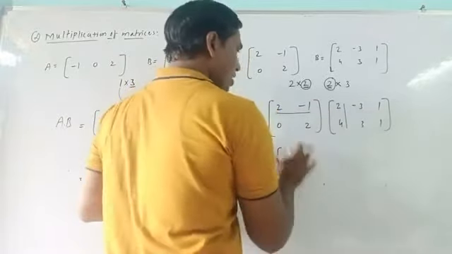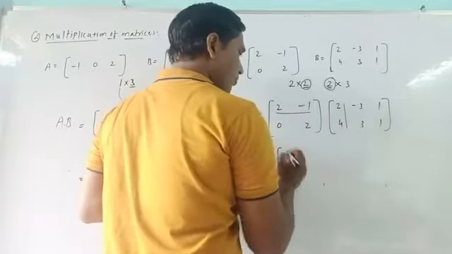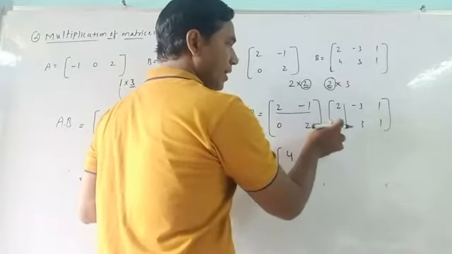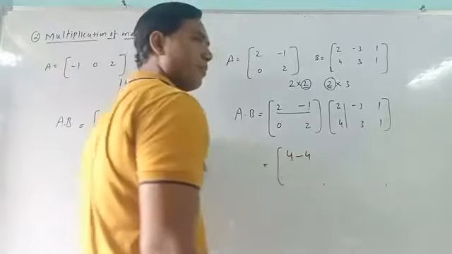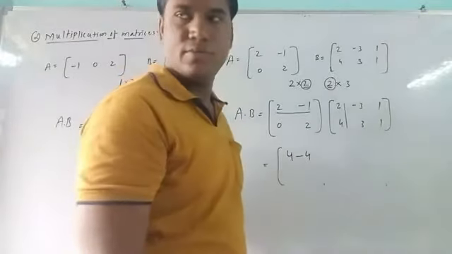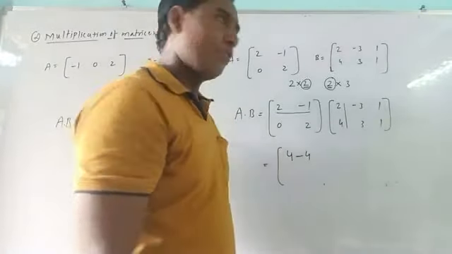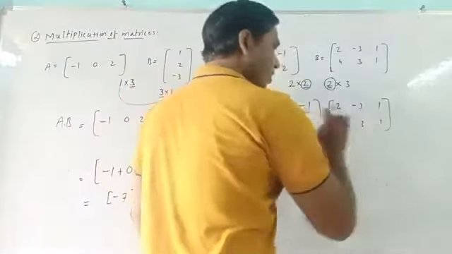The first element is multiplied with the first element of that column and the second element with the second one. So we got here 2 into 2, 4. And then the second element, minus 1 into 4, you got here minus 4. Complete. First row, first column. What is the step here? First row, first column. Now, proceed further.